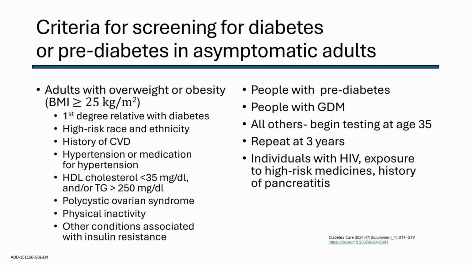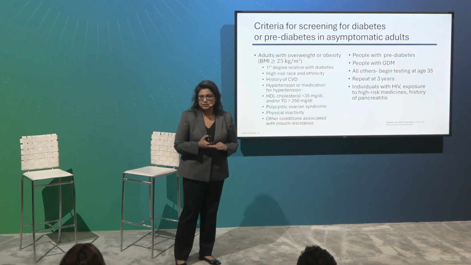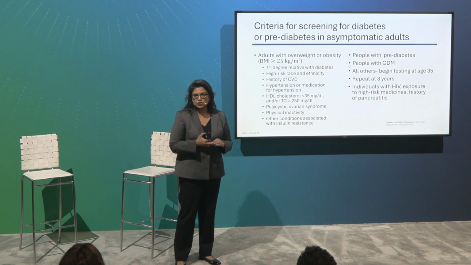So adults who are overweight or have obesity, they have a BMI of greater than 25. For Asians, the cutoff is actually lower. It's a BMI of 23. But anybody who meets that criteria, who has a first-degree relative with diabetes, is a high-risk race or ethnicity. Those high-risk ethnicities include African Americans, Latino, Asian Americans, and Pacific Islanders. Anyone with a history of cardiovascular disease, anybody with hypertension, hyperlipidemia, women with polycystic ovarian syndrome, because at the end of the day, women with polycystic ovarian syndrome have metabolic syndrome and are higher risk for prediabetes and diabetes. Physical activity, any conditions associated with insulin resistance.